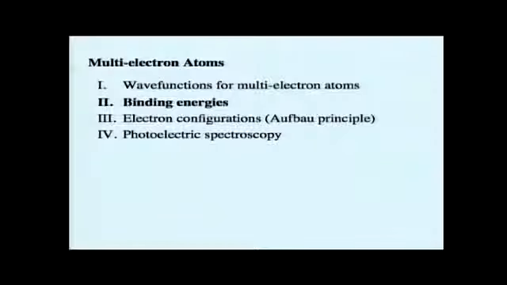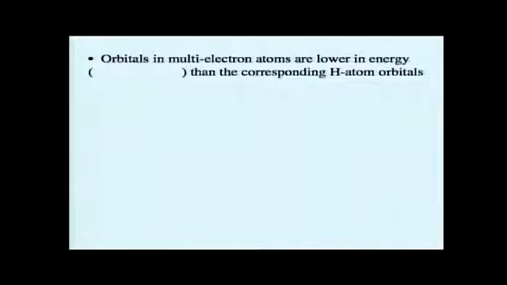So let's now take a look at the energies. We looked at the wave functions. The other part of solving the Schrodinger equation is to solve for the binding energy of electrons to the nucleus. So let's take a look at those.